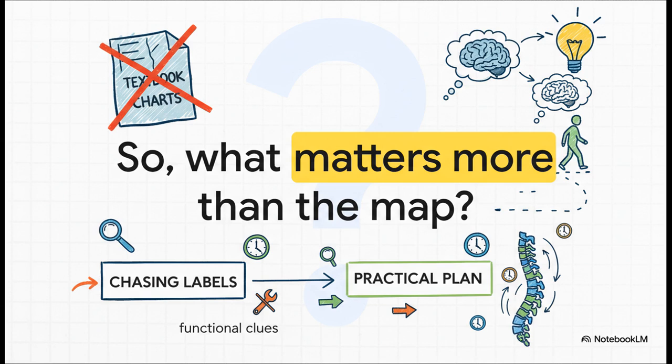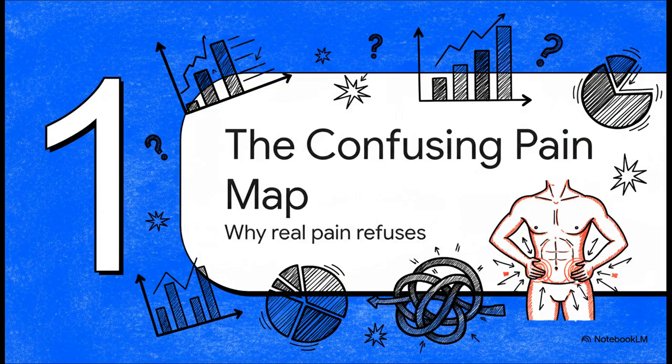We're about to make a huge shift here, moving away from trying to find the perfect label to building a practical plan. All right, first step, the confusing pain map. Before we can build something better, we've got to understand why the old system, those maps, so often let us down. Really getting why it's a problem is the first step to actually finding a solution.